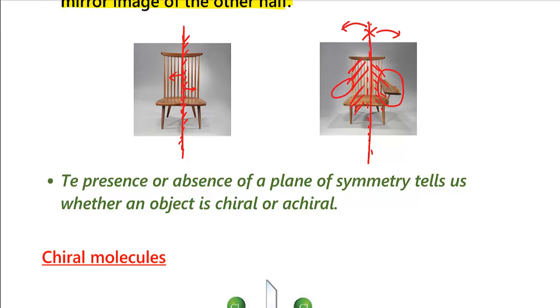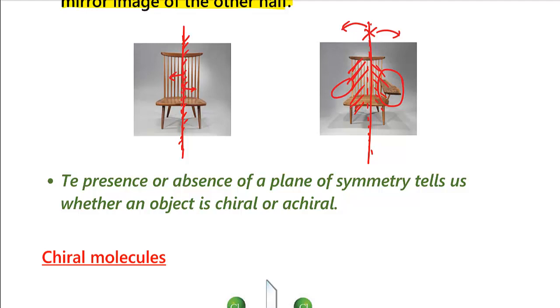So from here I get an idea. What is the idea? If I want to find whether an object is chiral or not, I can simply look for the plane of symmetry. If I find in the object there is a plane of symmetry, this means the object is achiral. And if there is no plane of symmetry, we can say the object is chiral. So this we have seen in terms of objects.